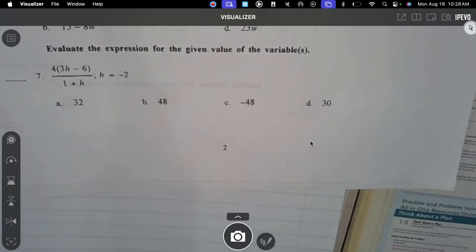I'm going to plug -2 in. If you have a newer calculator, you could actually plug it in as a fraction, and it would do the whole thing for you, if you use the little fraction bar. You can try it, but sometimes it gets it wrong on a newer calculator. 4 times 3 times -2 minus 6, over 1 plus -2.